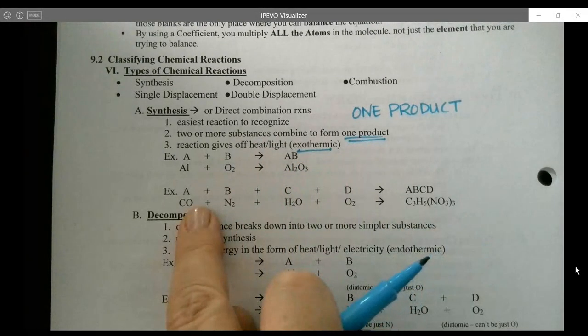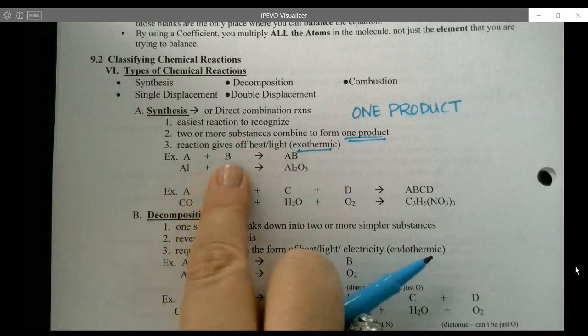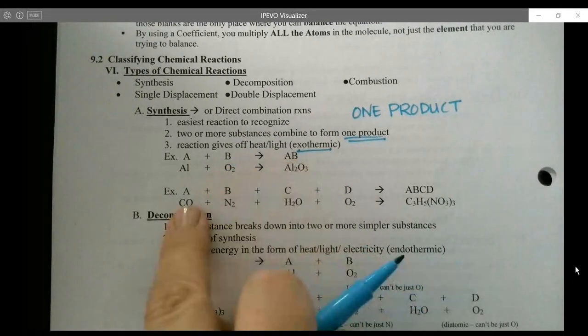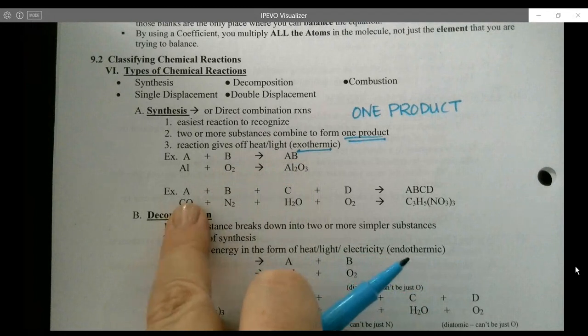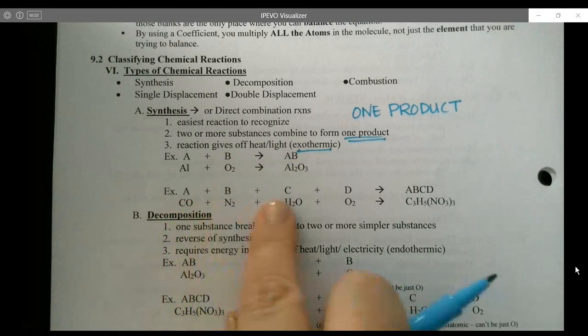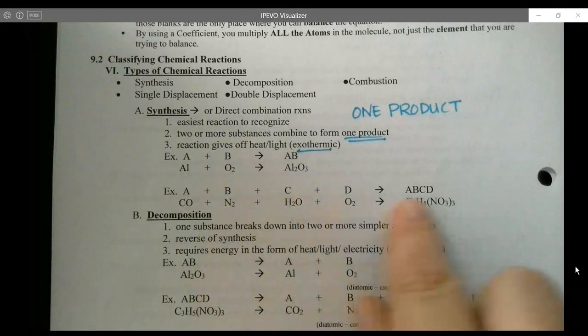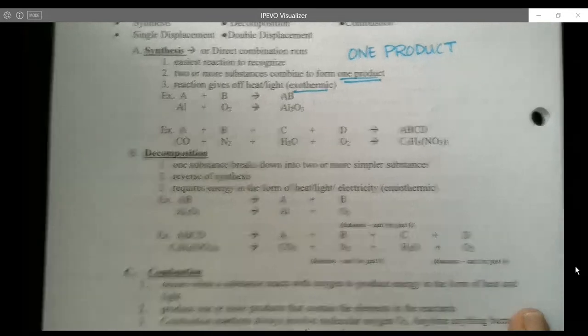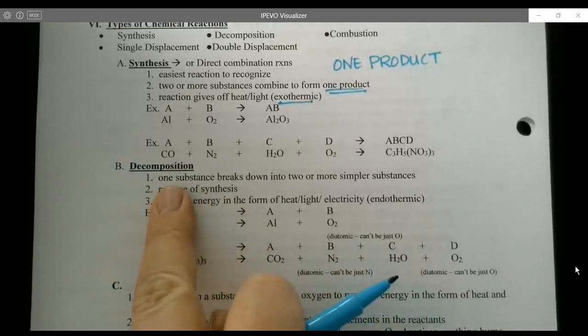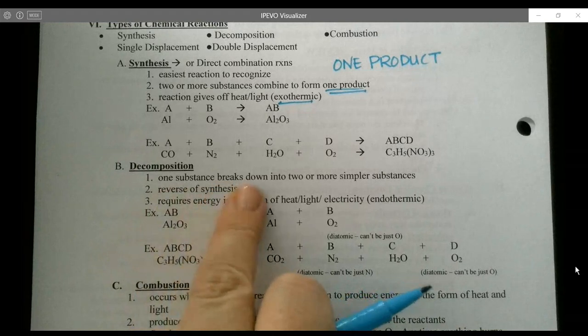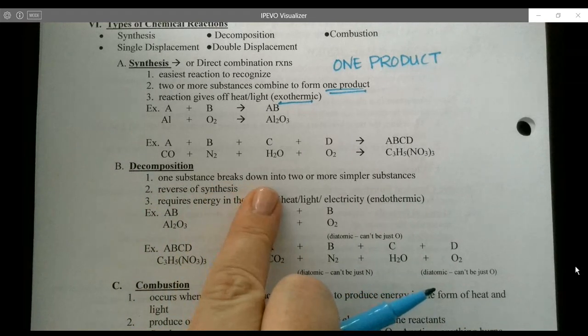Okay. So it can be as simple as A plus B makes AB, but it can also be a little more complex. Like, it doesn't just have to be 2 things coming together. It could be A plus B plus C, or A plus B plus C plus D. But again, one product. Okay. So that's your big takeaway from synthesis, is one product. Now, on the flip side, we've got decomposition. So this is when a substance breaks down into 2 or more simpler substances.